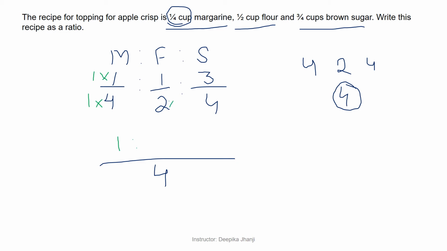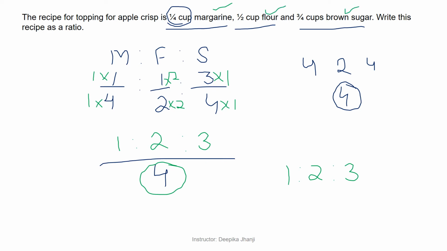Then 2 times 2 gives us 4. Multiply the numerator by 2 and we get 2 for the top. And then for sugar, 4 times 1 gives us 4. Let's multiply 3 by 1 and we get 3, right? Because 4 is a common LCM, we skip it, and the ratio is 1 is to 2 is to 3. That is our lowest form. So the ratio of margarine to flour to brown sugar is 1 is to 2 is to 3.